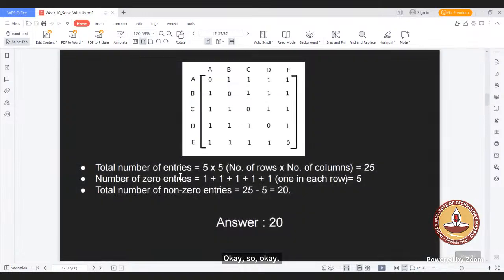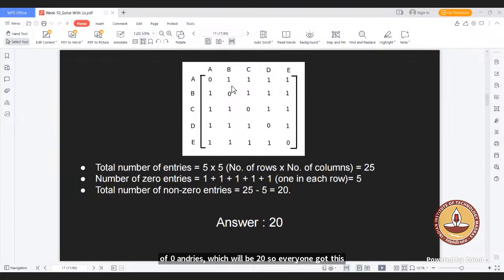Yeah, the total number of entries is 5 into 5, 25. The number of zero entries would be 5, and the total number of non-zero entries would be total entries minus number of zero entries, which would be 20. So everyone got this question? Are there any doubts here?